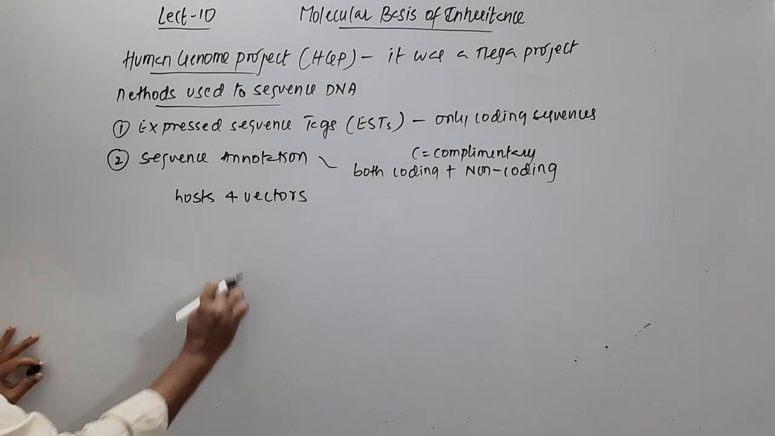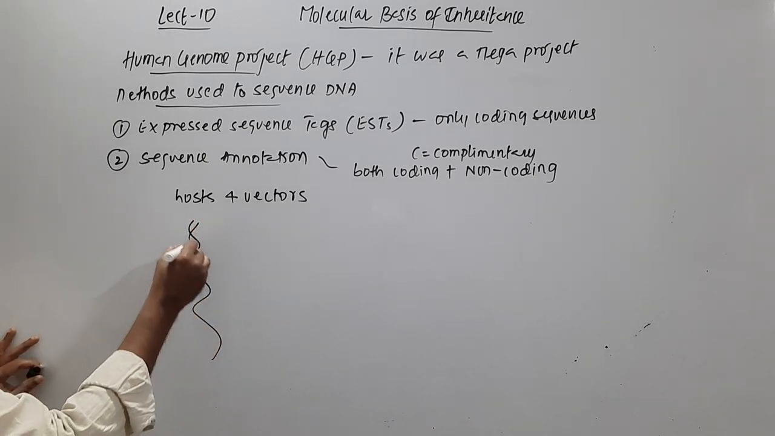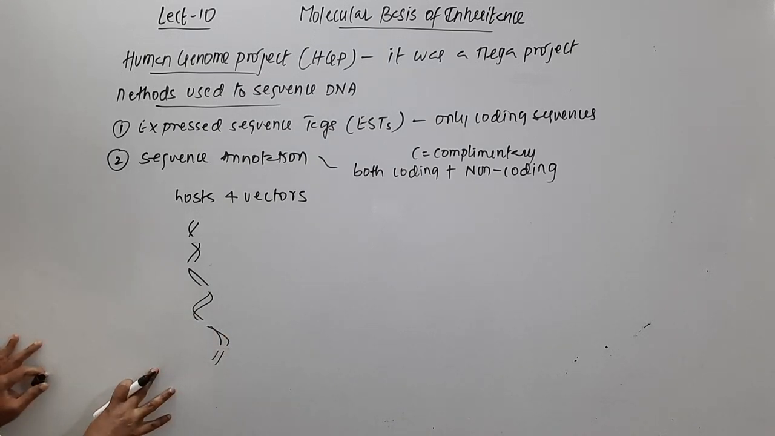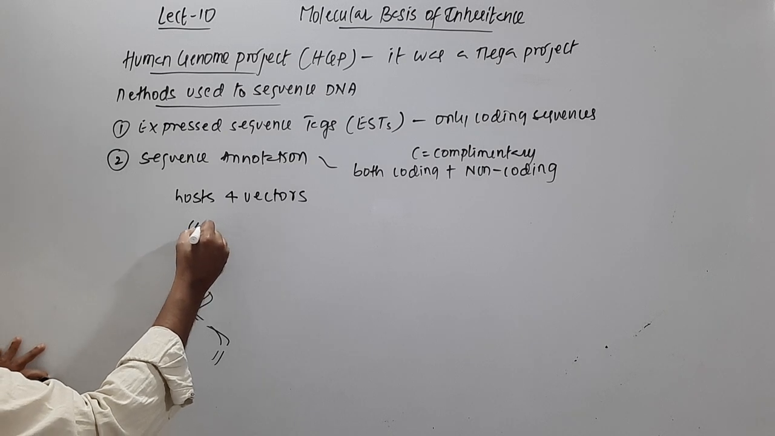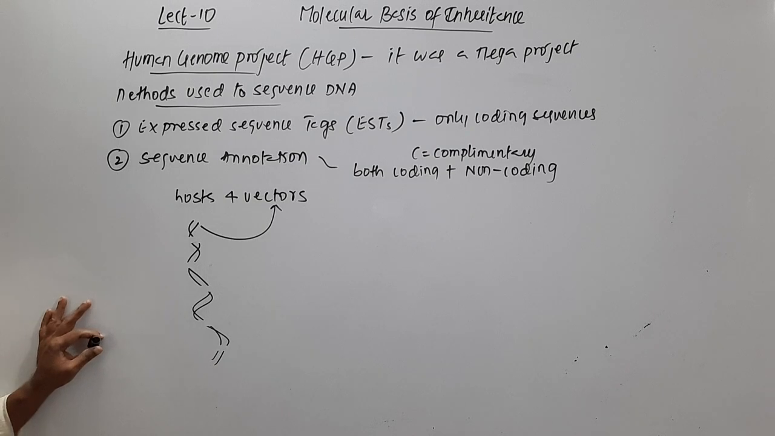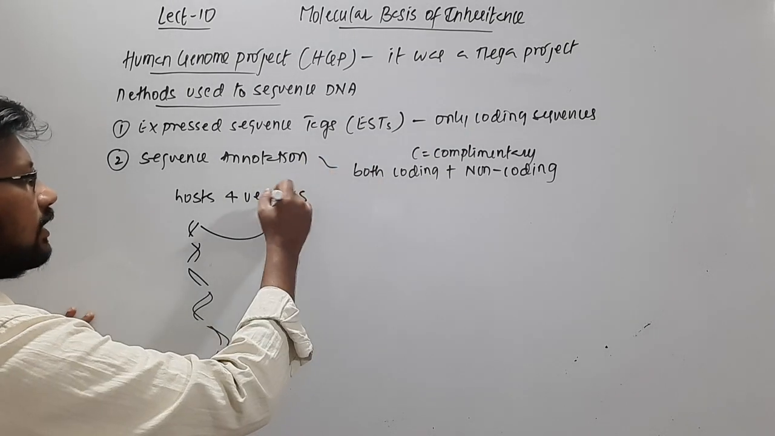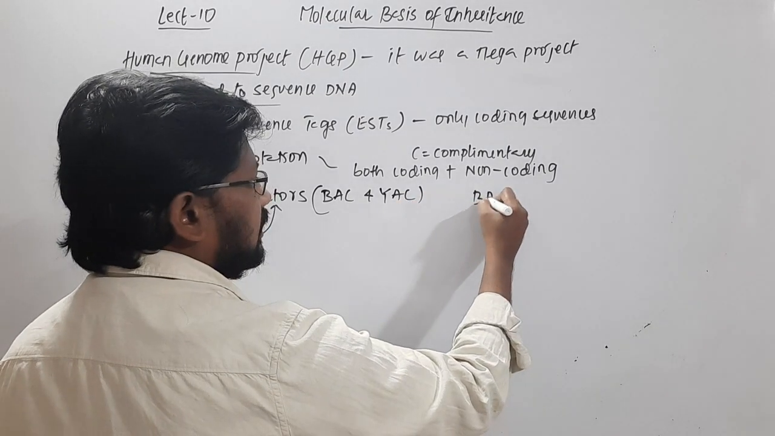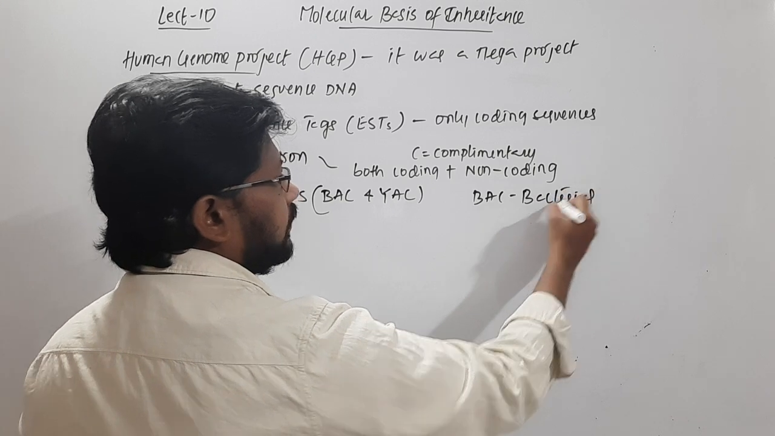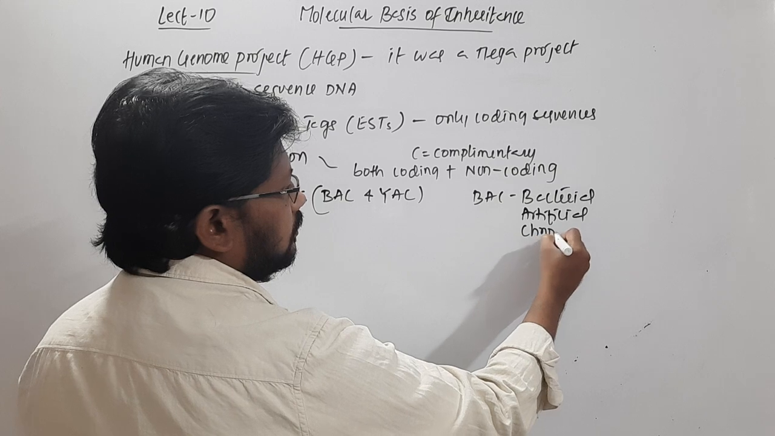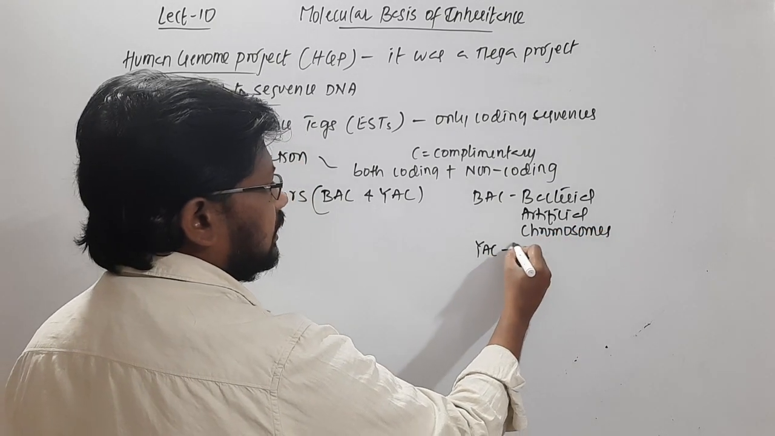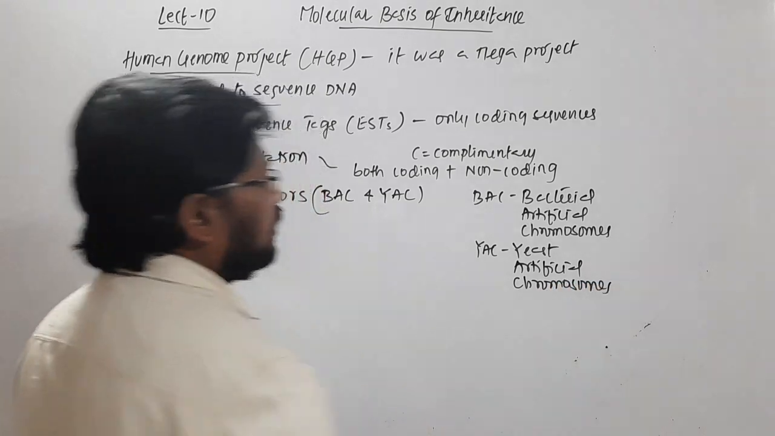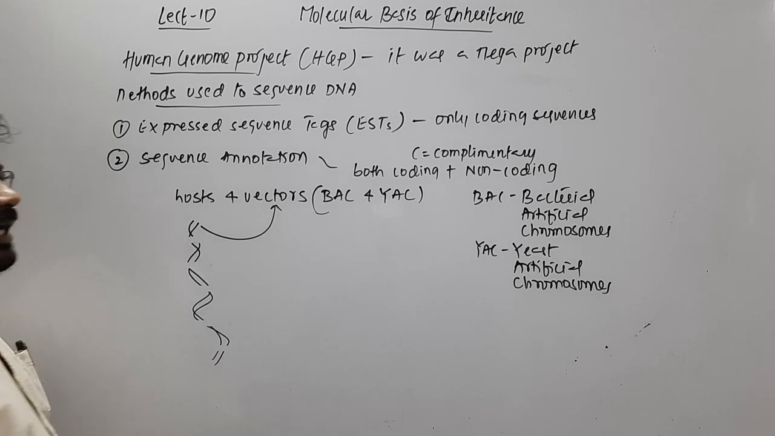Here I'm going to break down the DNA molecule into fragments, and each of these fragments needs to be joined with a vector. The vectors that are usually used are BAC and YAC. BAC stands for bacterial artificial chromosomes, and YAC stands for yeast artificial chromosomes.